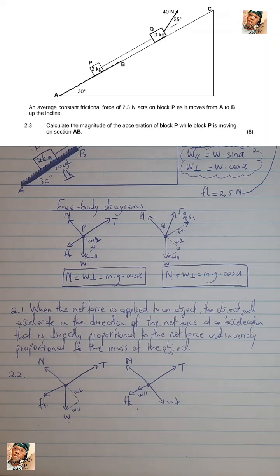So 2.3 says, calculate the magnitude of the acceleration of block P while block P is moving on section AB. Okay, so they want the acceleration. Most of the time when they want the acceleration, you're going to have to utilize simultaneous equations. That means you're going to consider Newton's second law on block P and Newton's second law on block Q, and then form 2 equations which you're going to solve simultaneously.